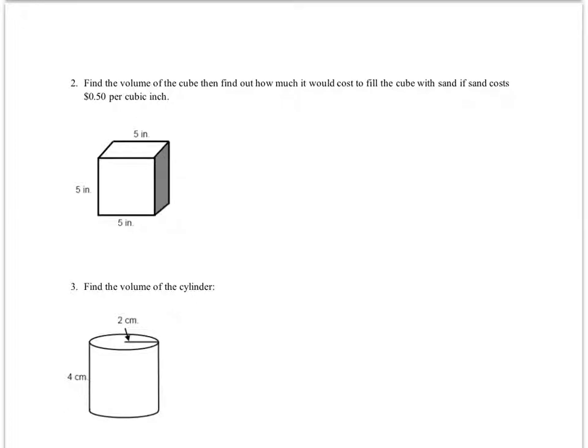Okay, so now let's do the volume of a cube and find out how much it would cost to fill this cube with sand if the sand costs 50 cents per cubic inch. So for the cube itself, it's like a rectangular prism, so we're going to multiply length times width times height. So the first thing we're going to get is the volume of this, which will be 5 times 5 times 5, which is 125.